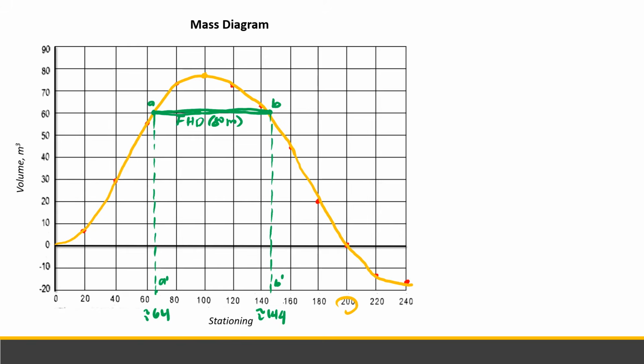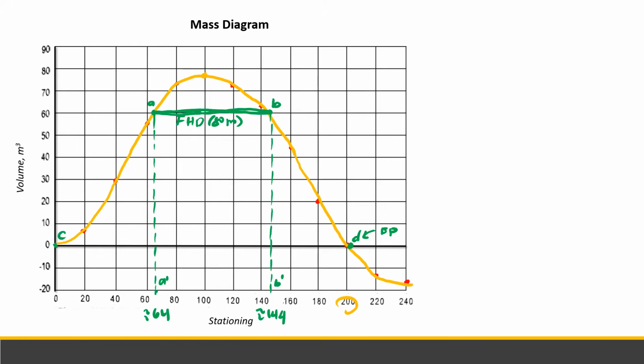Okay, so we'll assign letters to every point. So say this is C and this is D. So A, B, C, D. So the balance point, somewhere here yung D natin, that is the balance point.